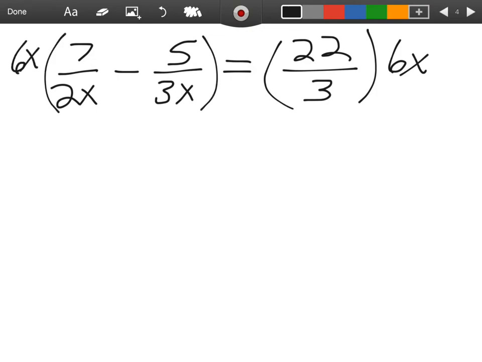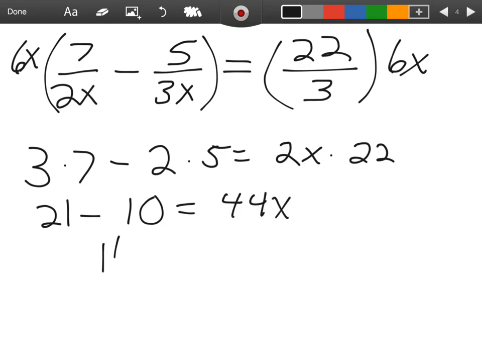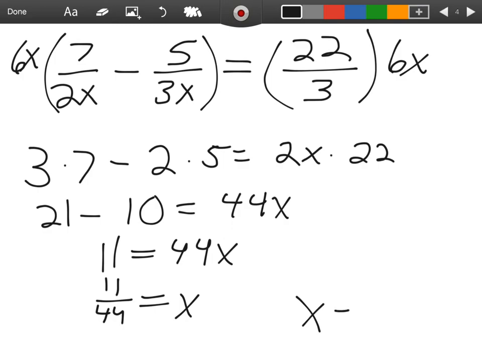On the first one, we have 6x on top and 2x on bottom. That leaves me with 3 on top times the 7. On the next one, 6x on top, 3x on bottom leaves me with 2 times the 5. 6x on top, 3 on bottom leaves me with 2x on top times the 22. So over here I have 21 minus 10 equals 44x. That's 11 equals 44x. When I divide by 44, I get 11 over 44, which is just 1/4.